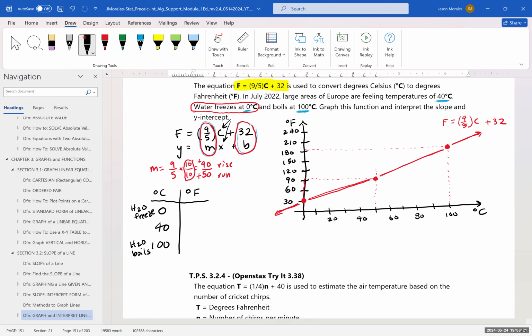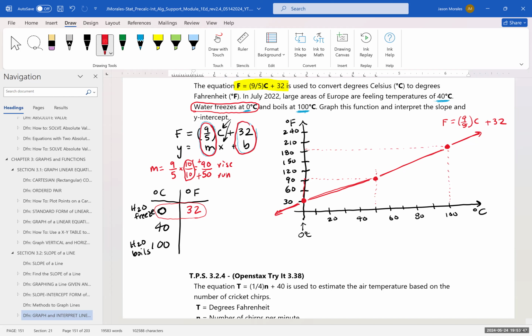So how many degrees Fahrenheit is 0 degrees centigrade? Well, we know right here is 0 degrees centigrade, and so the y-intercept is actually the degrees Fahrenheit. So it would be 32 degrees Fahrenheit. So 32 degrees Fahrenheit is 0 degrees Celsius.